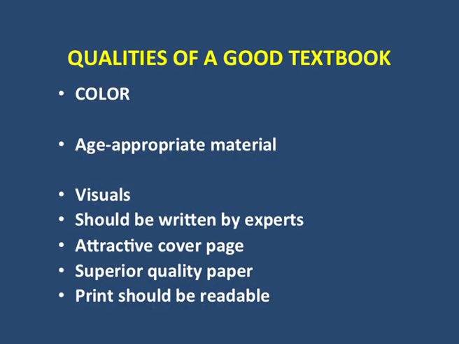So, the next very important thing is the qualities of a textbook. Here I am talking about the qualities of an ideal textbook, how a textbook should be. It should have color pictures, because a picture is worth 1,000 words. Attractive cover page, the printing should be good, and it should be age appropriate material, in the sense it should not be below or above the age.